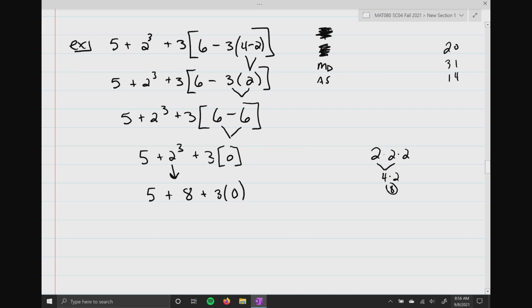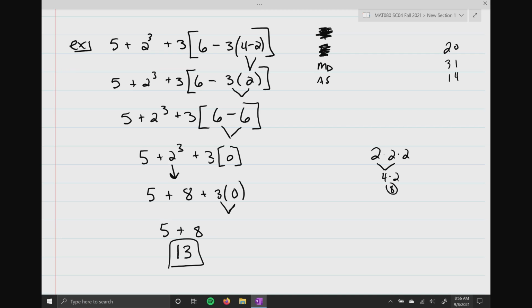Cross it out. 3 times 0, I need to do that first. So that's going to be 5 plus 8. And 3 times 0 is 0, so I'm not even going to write it. Lastly, 5 plus 8 is what? 13? 13.